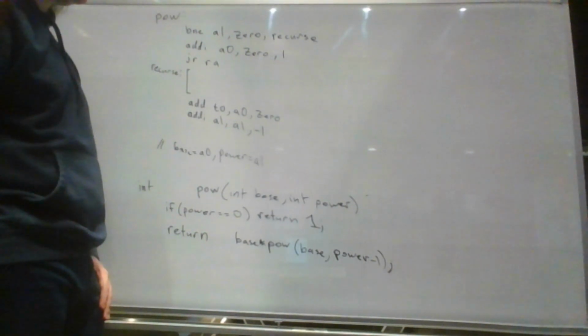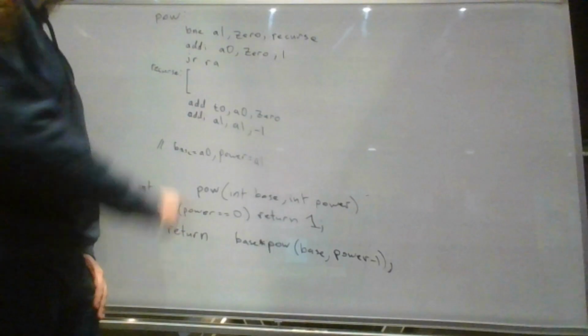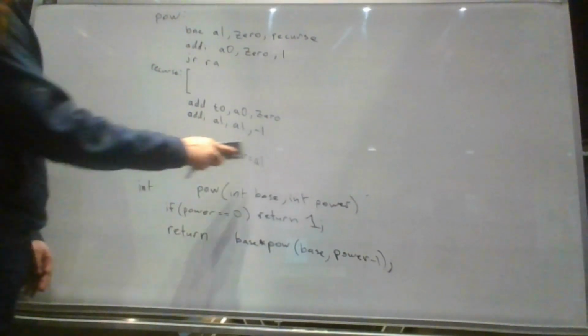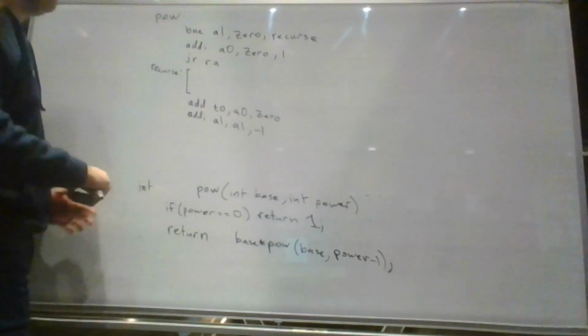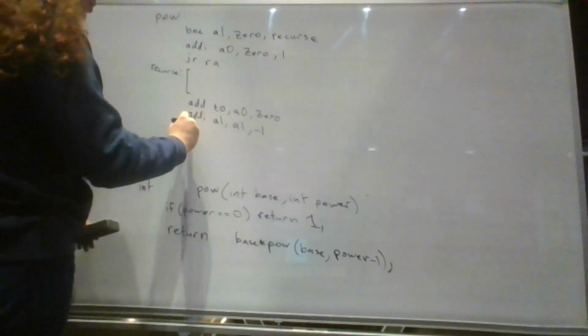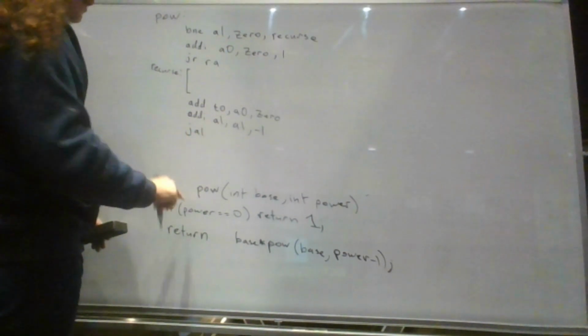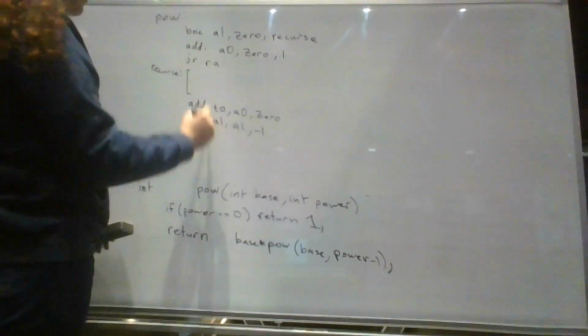Okay, so the last thing I'm going to do is my function call here. My function call is going to be jump and link, and then I'm going to say the name of the label I'm jumping to, which is power.